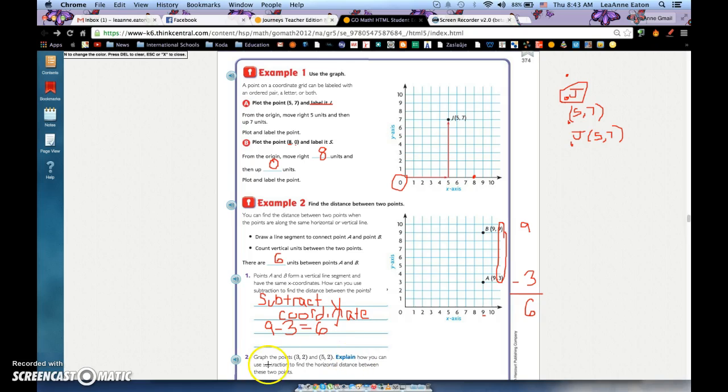And then for part 2, we're going to graph 2 points, and then we're going to subtract to find the horizontal distance. So we have (3, 2) and (5, 2). Let's look at (3, 2). Are we going to move left or right for the 3 or for the 2? The 3. The 3 is our x. It's always first. So we're going to move over 3: 1, 2, 3. And then we're going to go up 2, and then we put our dot here.